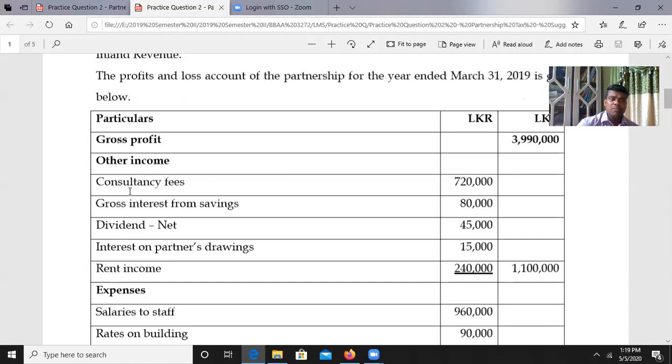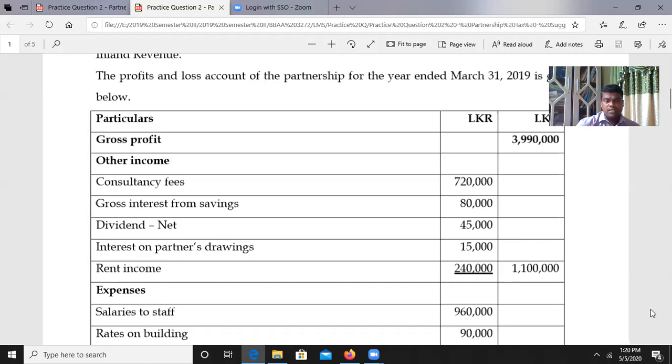Then other income, under the other income, consultancy fees 720,000. Consultancy fee is one of the allowed incomes for the taxation, that is already added with the accounting profit. So in the financial accounting, the same treatment will be done for the taxation. Due to that, you don't need to do any adjustment because that 720,000 is already added with the accounting profit. Due to that, you don't need to add it again when you calculate the assessable income from the business.